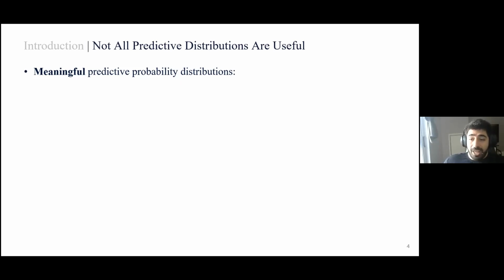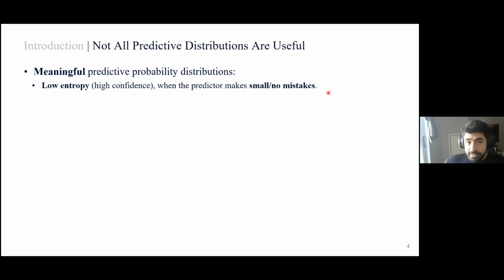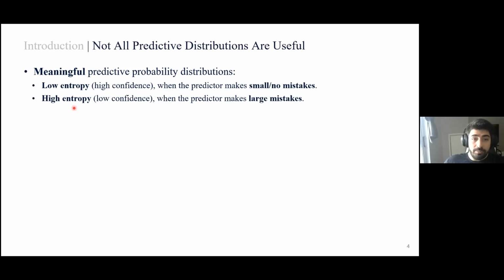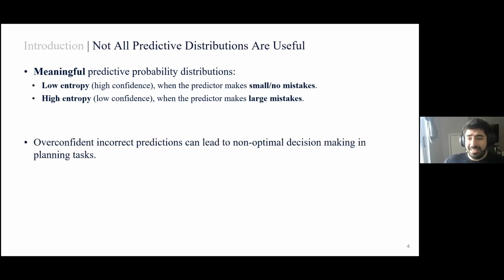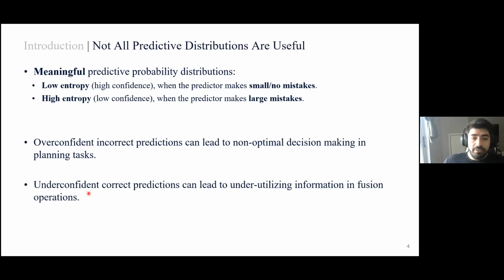A predictor should output a low entropy, high confidence distribution when it makes small or no mistakes. And it should output high entropy, low confidence distributions when it makes large mistakes. This is important as, for example, overconfident incorrect predictions can lead to non-optimal decision-making in planning tasks, whereas underconfident correct predictions can lead to underutilizing information in fusion operations.